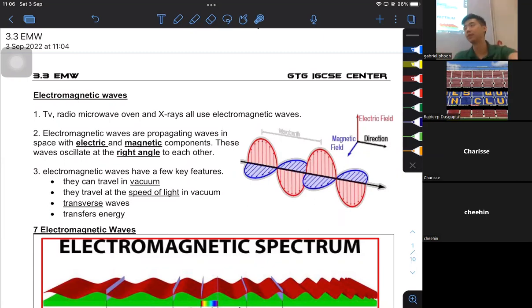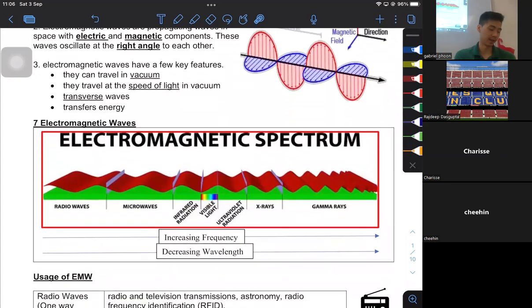For electromagnetic waves, there are 7 electromagnetic waves that you must remember. They are essentially your radio, micro, infrared.